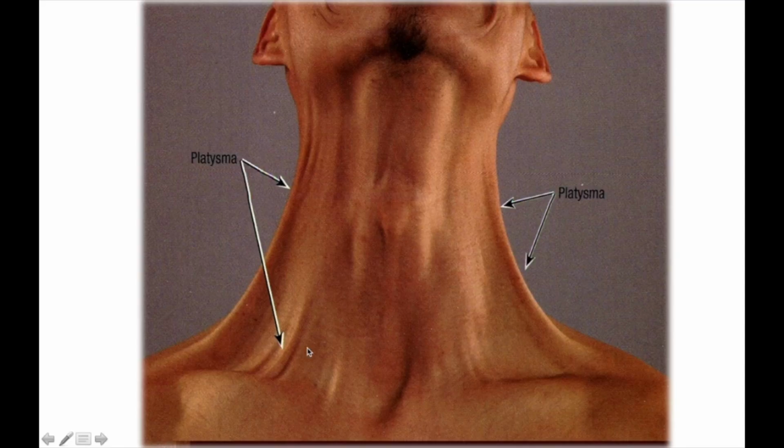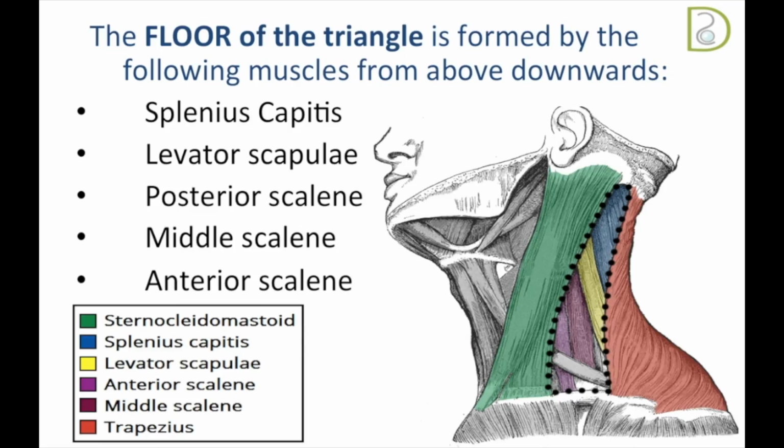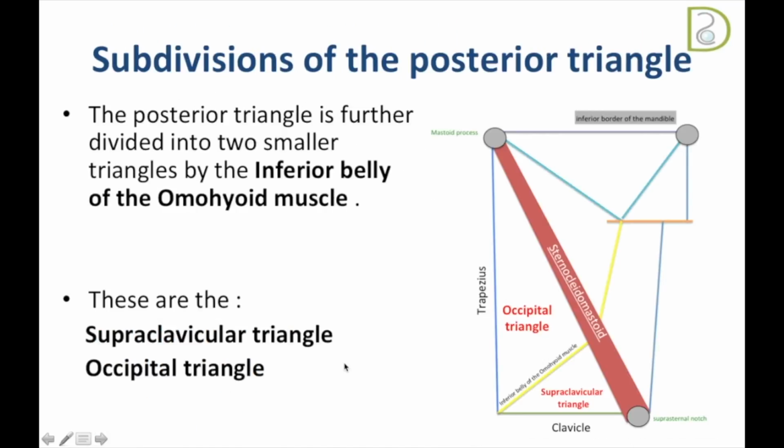As you can see here in the picture, the floor of the triangle is formed by the following muscles from above to downward. As you can see here in the picture, it is more clear. Okay, let's talk about the subdivision of the posterior triangle.